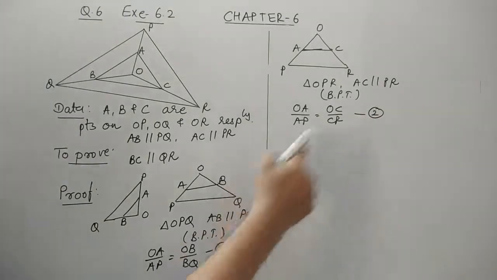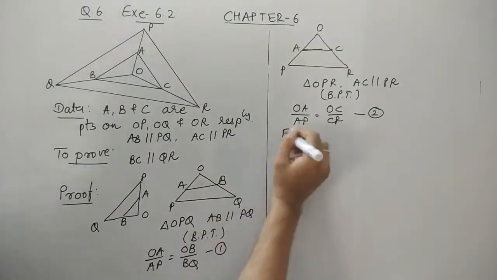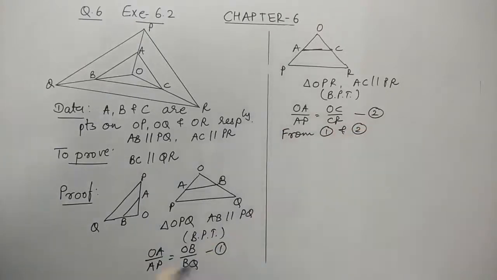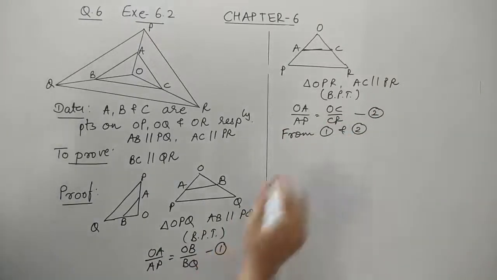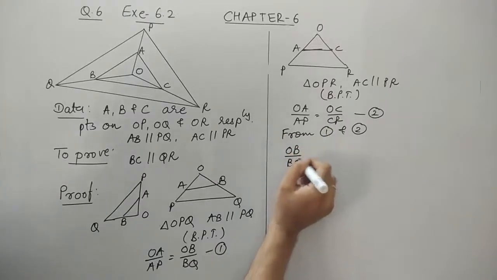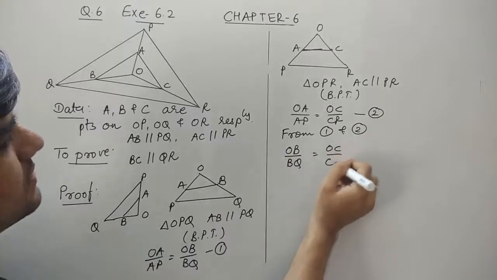Look at the first and second equation. They both have common OA and AP. So we come to this conclusion from equation 1 and 2. We'll compare these two. You can write one more step if you wish, but we won't write it here. That OB upon BQ is equal to OC upon CR.